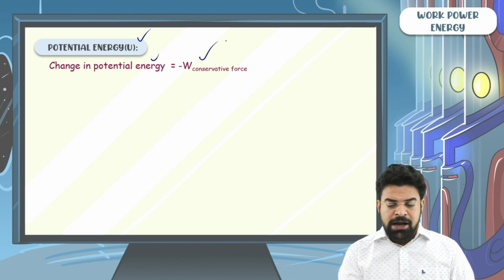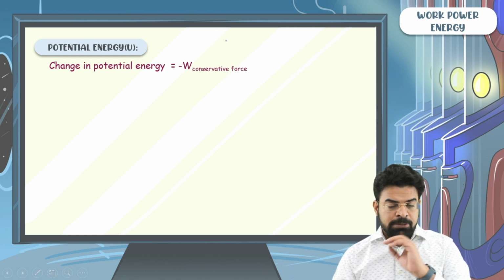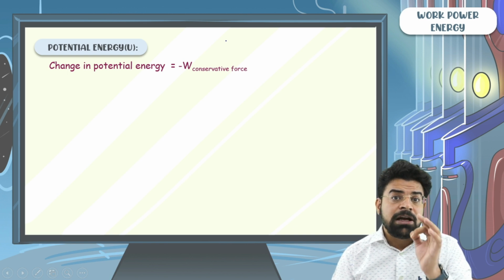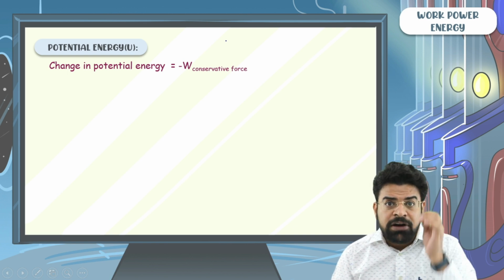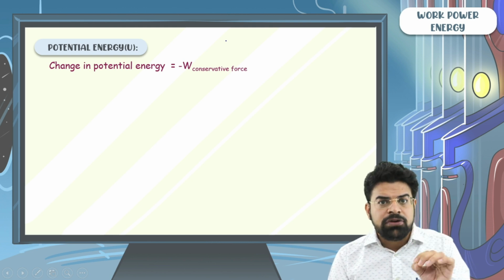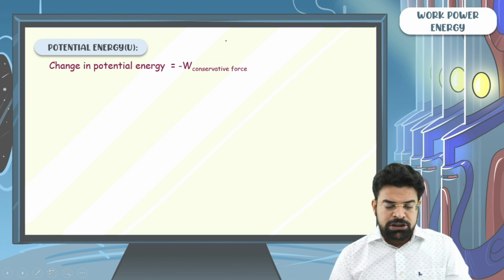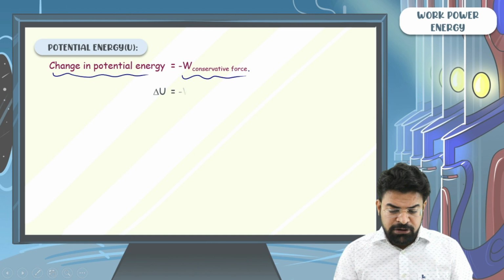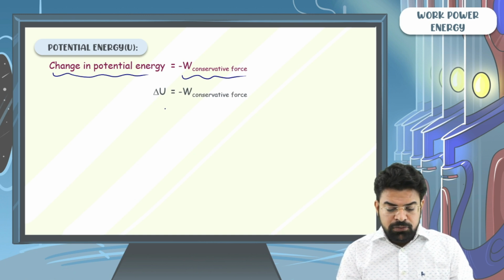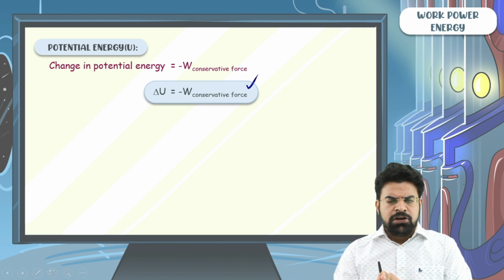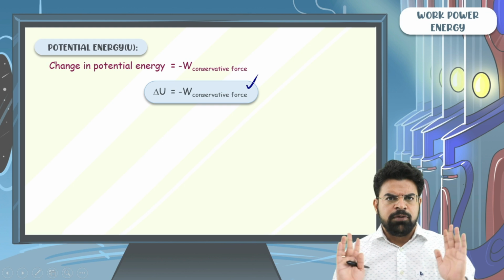So every time somebody asks you what is potential energy, you will say the change in potential energy equals minus times the work done by conservative forces. Remember this. What are conservative forces? The forces whose work is path independent, the forces whose work done in a closed loop is zero. So delta U, the change in potential energy, equals minus times the work done by conservative forces. Just remember this thing.